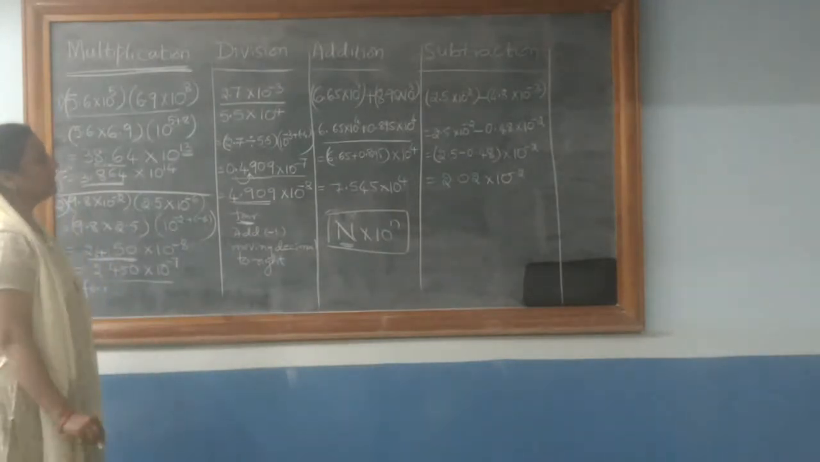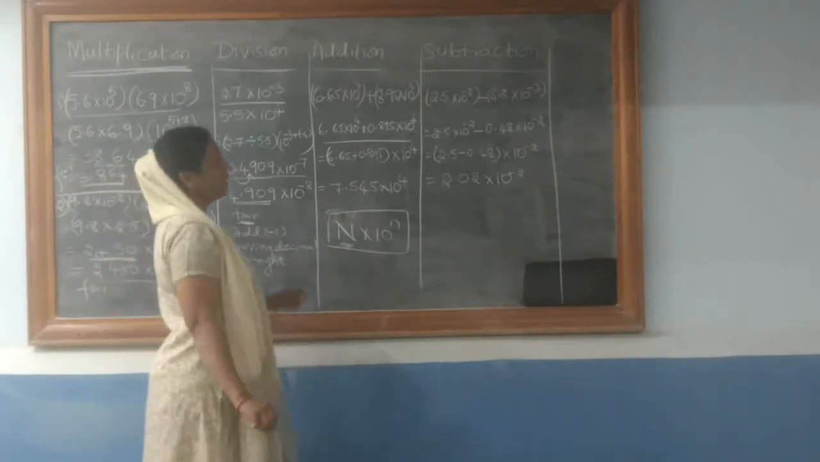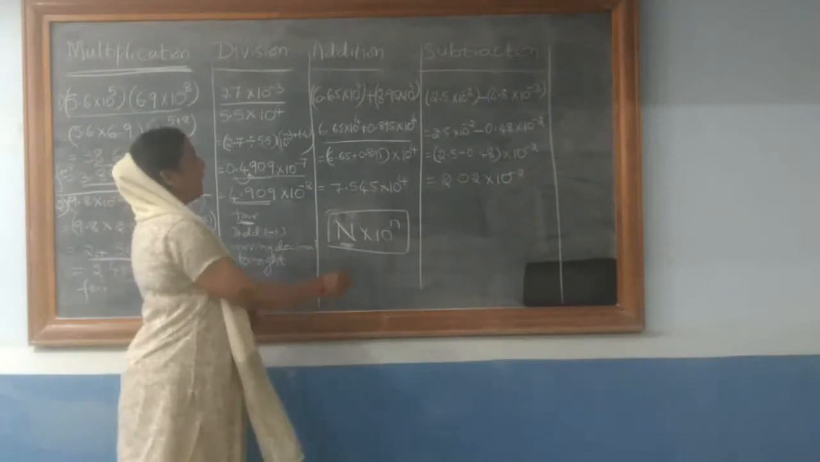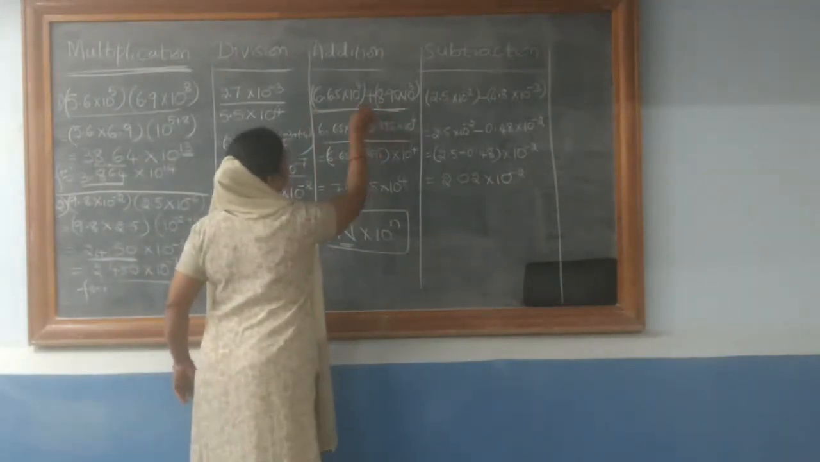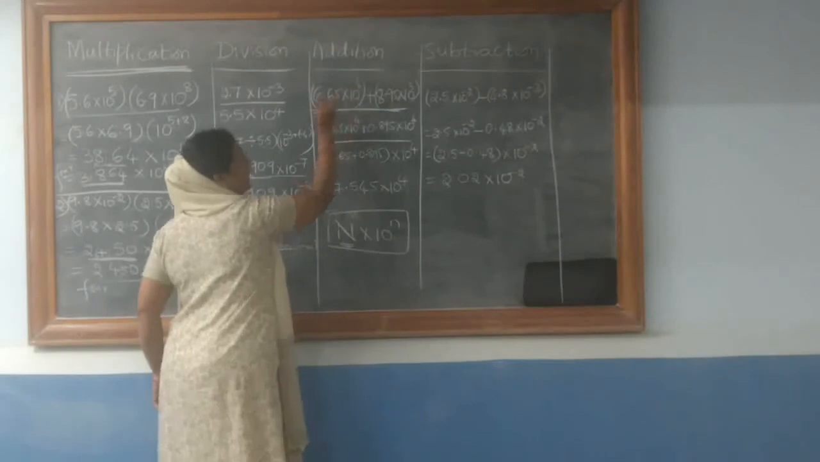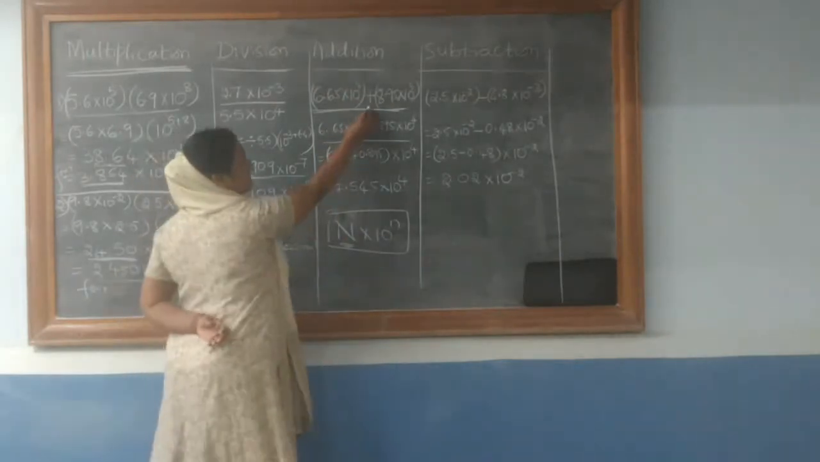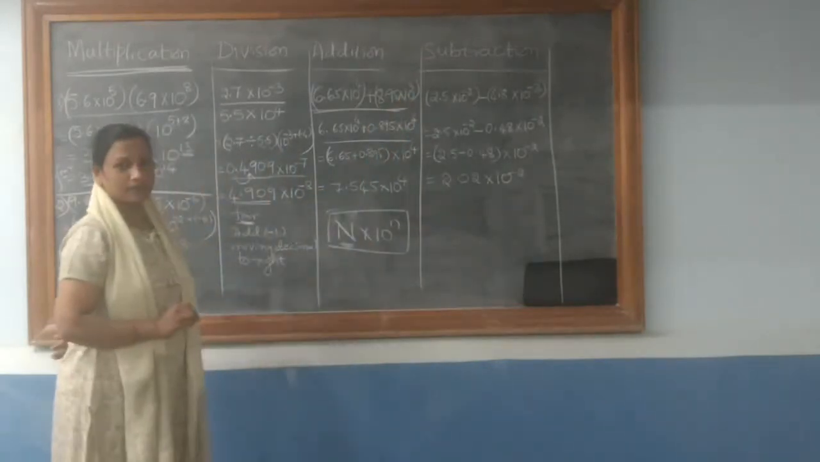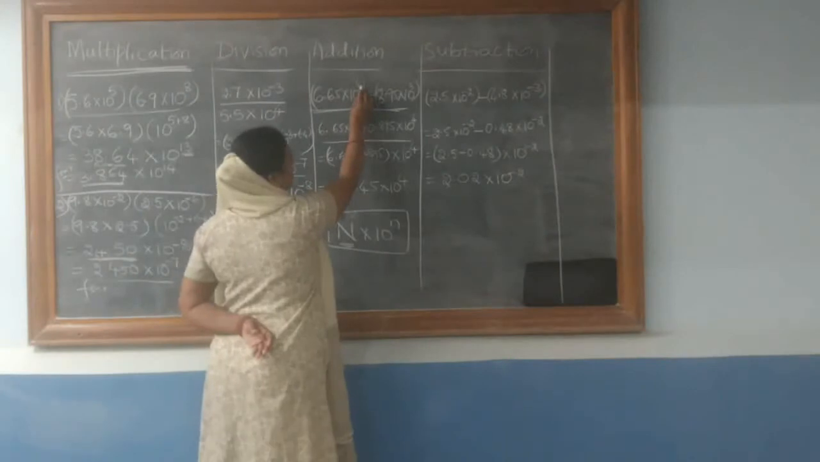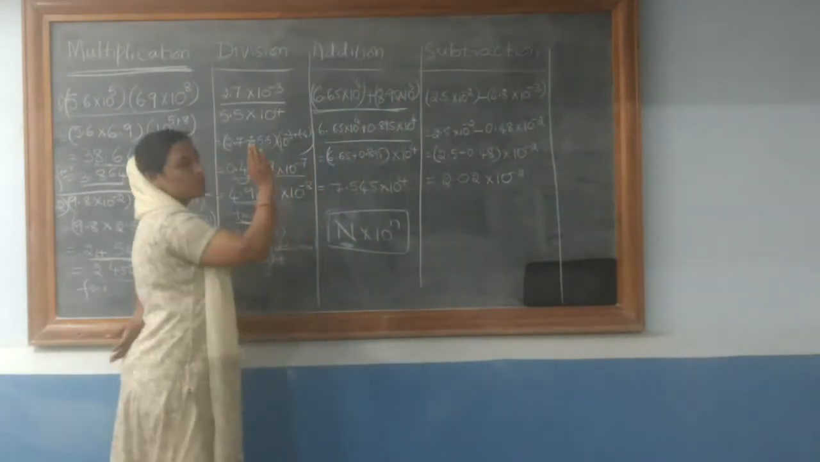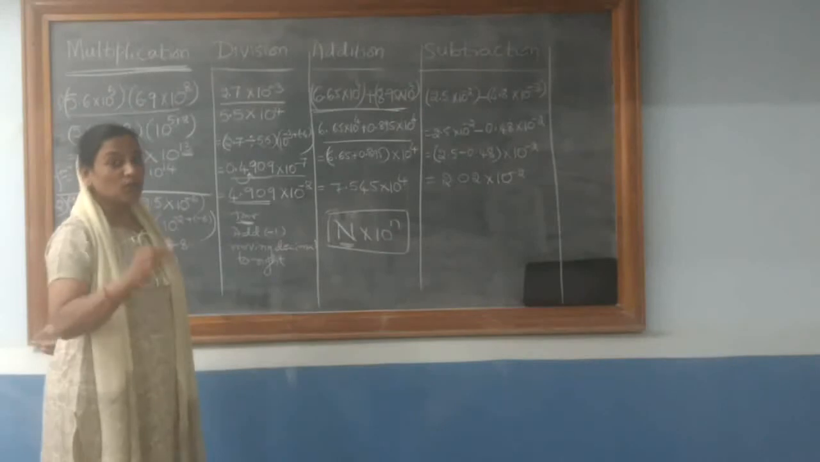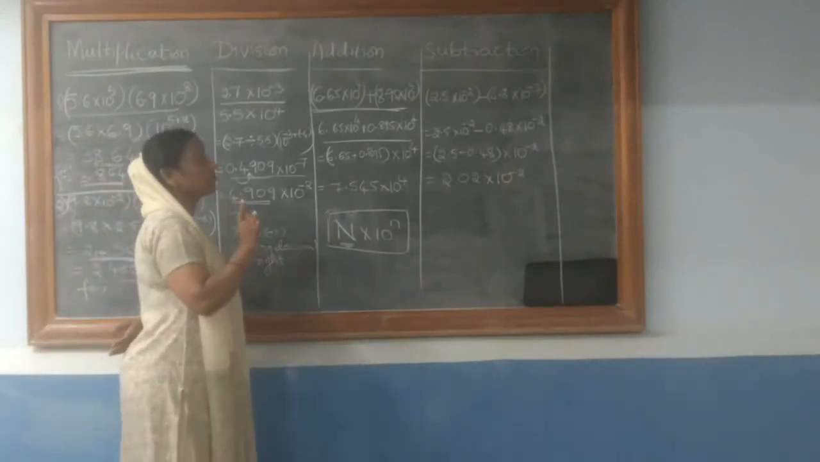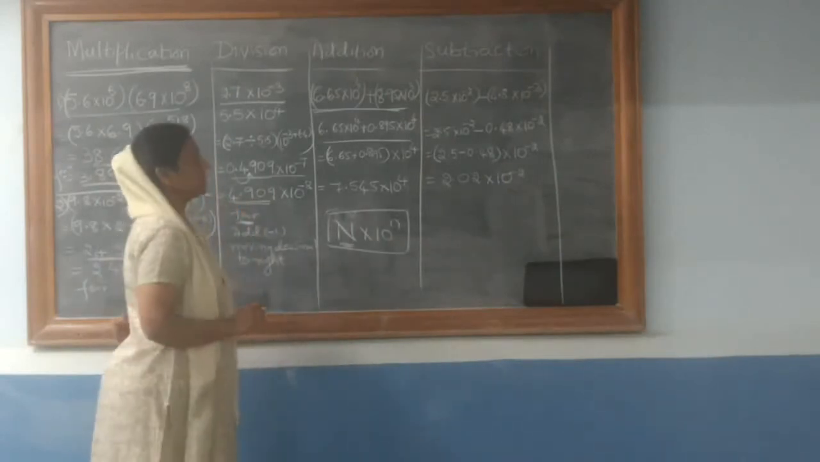The next operation is addition. Now you need to remember one more point when you are carrying out the addition operation. Look at the problem given here: 6.65 into 10 to the power of 4 plus 8.95 into 10 to the power of 3. So 10 to the power of 4 and 10 to the power of 3, both the exponents are different. To carry out addition, remember you should make both the exponents the same.